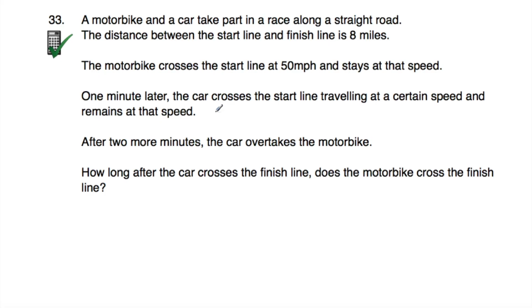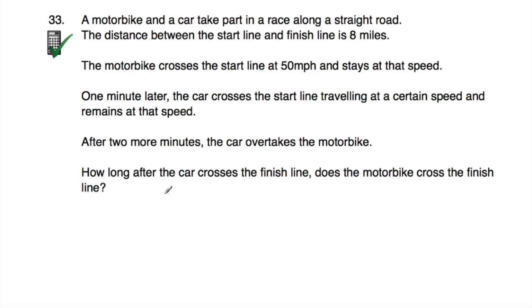So that means the car must be going at a faster speed than the motorbike because it's caught up with it, and it's taken 2 minutes to catch up with it. So the car's been travelling for 2 minutes and it's caught up with the motorbike. And the motorbike, that means it's been travelling for 3 minutes, because we were told that it crossed the start line at 50 miles per hour and a minute later the car started. And then after 2 more minutes, that's 3 minutes altogether, the car overtakes the motorbike. So the motorbike's been travelling for 3 minutes and the car's been travelling for 2 minutes at that faster speed.